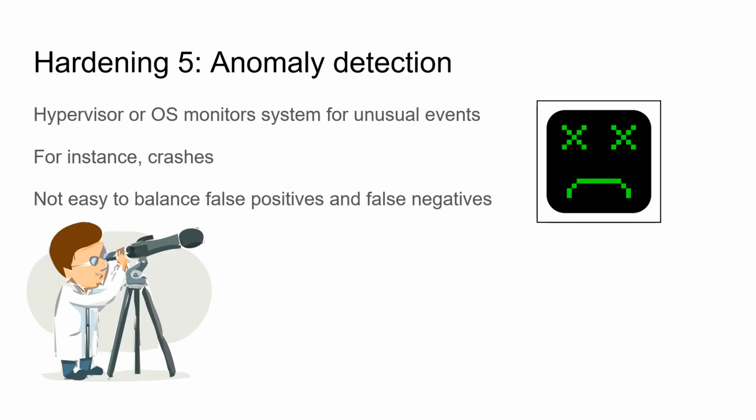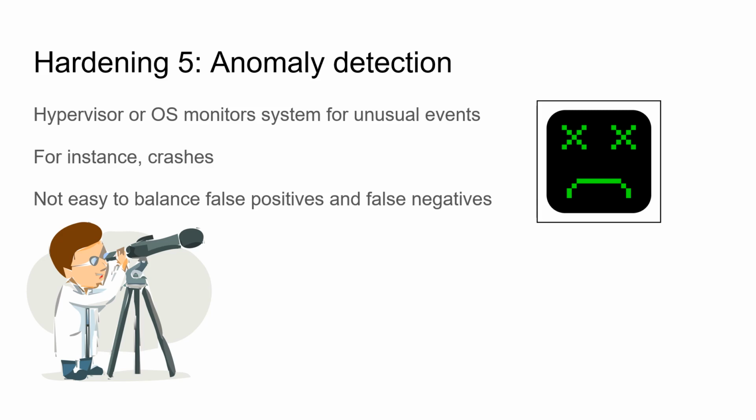And a final hardening technique is to use anomaly detection. So this is different. Here we try to monitor the system for unusual events. The hypervisor checks whether or not the system is doing stuff that is different, unusual. Does it, for instance, crash more frequently? In which case, this may be an attacker trying to brute force some randomization.